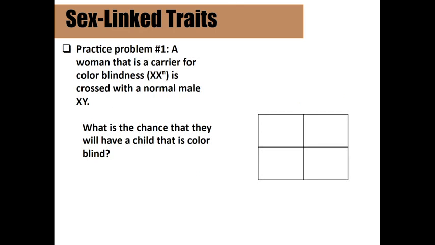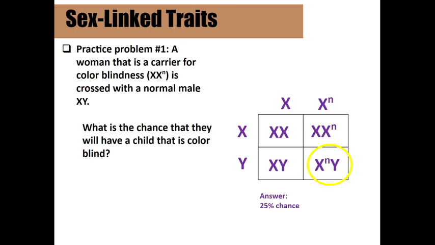So let's do a practice problem with this. So a woman that is a carrier for color blindness is crossed with a normal male. So what is the chance that they will have a child that is colorblind? So, according to this, they have a 25% chance of having a child that is colorblind because even though the N is present here, we have this other X that dominates over that N. And so that child will only be a carrier of colorblindness, but will not be colorblind.